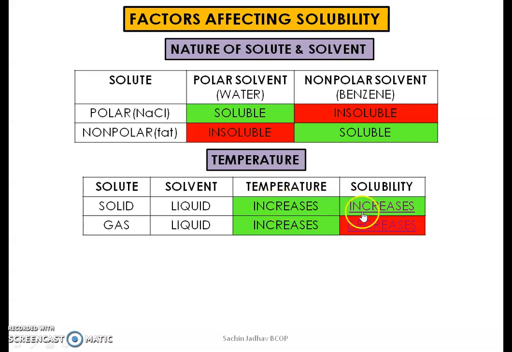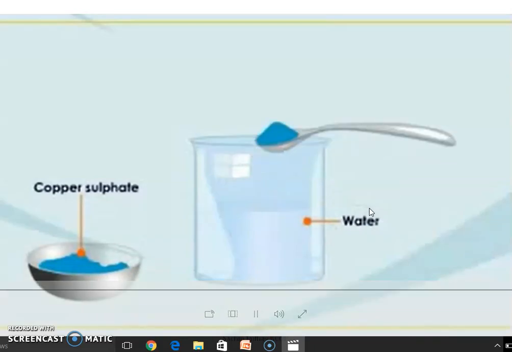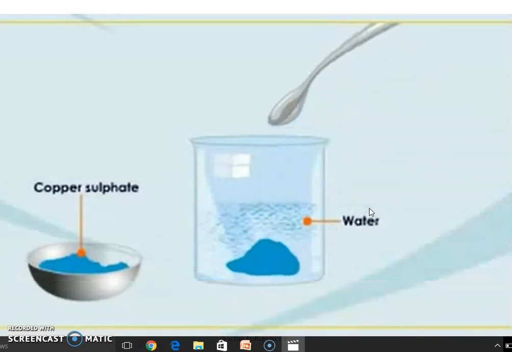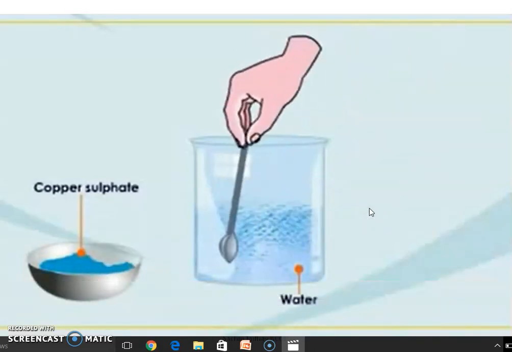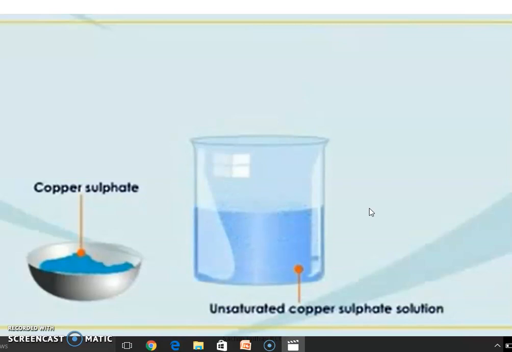We will understand this with one video. Suppose we add copper sulfate to water and we form unsaturated solution. Then we add more amount of copper sulfate to it. It will form a saturated solution at a particular level. Then more amount of copper sulfate will not be dissolved. It will be precipitate at the bottom.